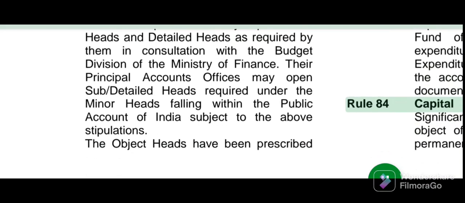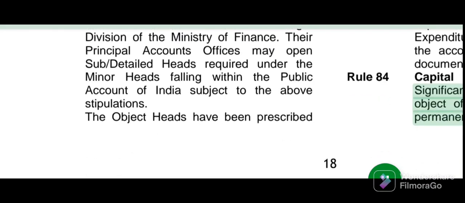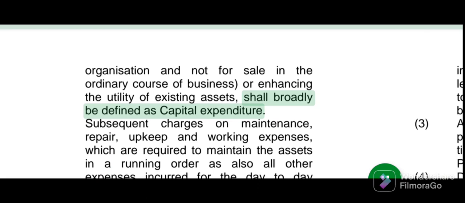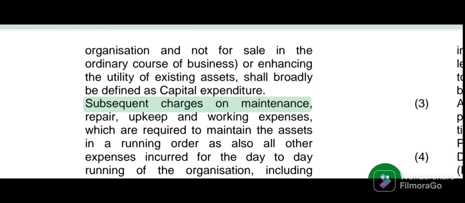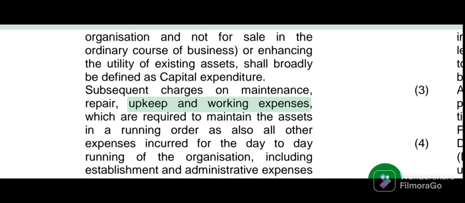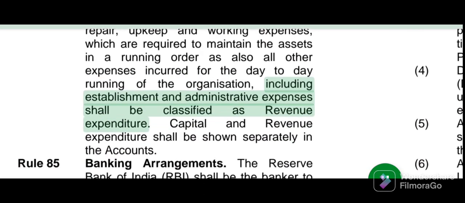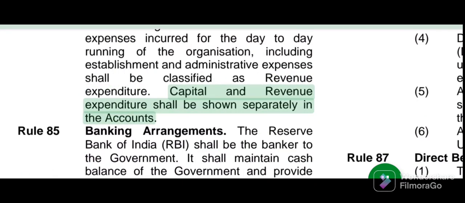Rule 84: Capital or revenue expenditure. Significant expenditure incurred with the object of acquiring tangible assets of a permanent nature for use in the organization and not for sale in the ordinary course of business, or enhancing the utility of existing assets, shall broadly be defined as capital expenditure. Subsequent charges on maintenance, repair, upkeep and working expenses, which are required to maintain the assets in a running order, as well as all other expenses incurred for the day-to-day running of the organization, including establishment and administrative expenses, shall be classified as revenue expenditure. Capital and revenue expenditure shall be shown separately in the accounts.